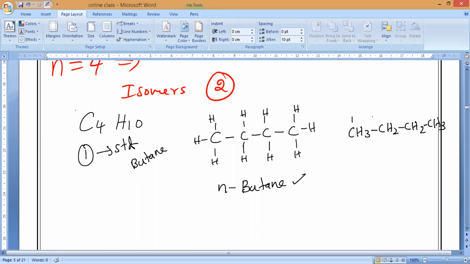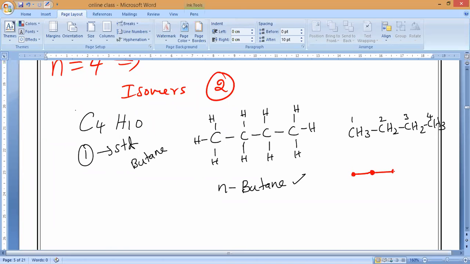So there are no branches. We can write the carbon numbers from inside: 1, 2, 3, 4. This is what we used to call the first structural formula. Clear? Now, a straight chain of carbon atoms, how we can represent it, we can represent it like this.